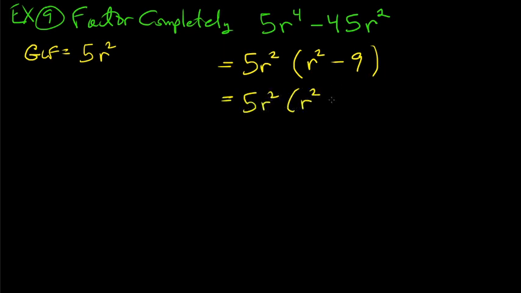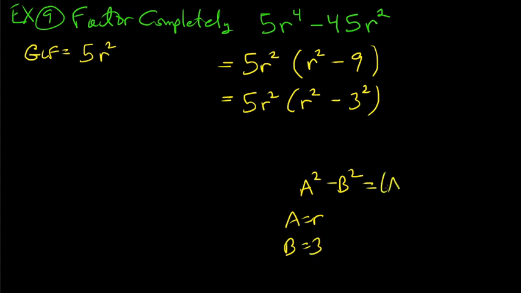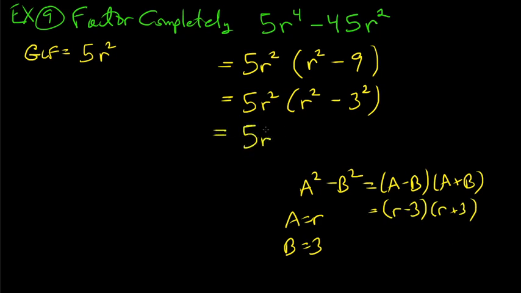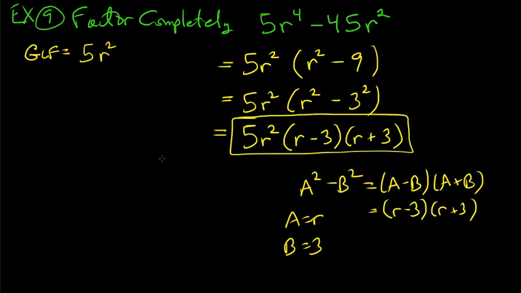I hope you recognize that the 9 is 3 times 3. It's a perfect square. So this is nothing more than a squared minus b squared, where a is r and b is 3. And when you factor a squared minus b squared, you just get a minus b times a plus b, or in this case, r minus 3 times r plus 3. So don't forget the 5r squared, that's the GCF, times r minus 3 times r plus 3. And now we're done.